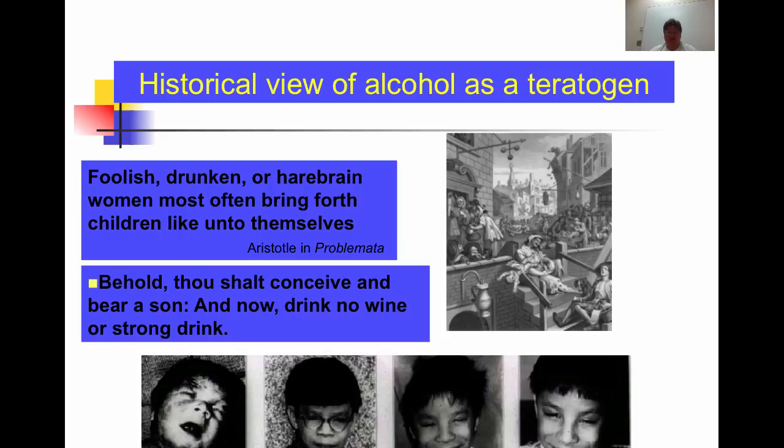And then obviously another book said, "Behold, thou shalt conceive and bear a son, and now drink no wine or strong drink." So lots of old writings, historical writings, have shown that people were aware of this. They put two and two together. When the pregnant woman was consuming alcohol, their child, when born, showed some symptoms such as we just described on the previous slide.